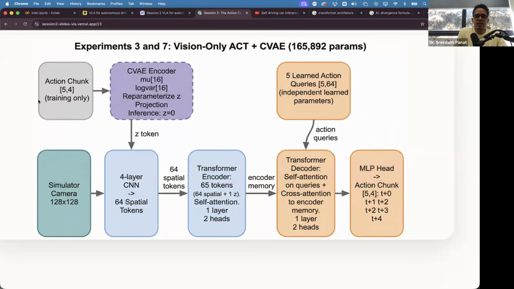Action chunks are passed during training into the conditional variational autoencoder, in which a multi-layer perceptron will project into two numbers. One is a 16-dimensional mu and a 16-dimensional logarithm of variance. Then reparameterization is simply mu plus epsilon multiplied by sigma, where epsilon is a random number. So that is equal to z. This z is 16-dimensional. Then that 16-dimensional z is projected into 64 dimensions. If it is inference, none of this is there. During inference, you directly start with z equal to 0.